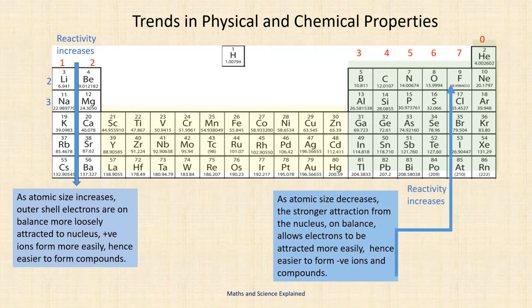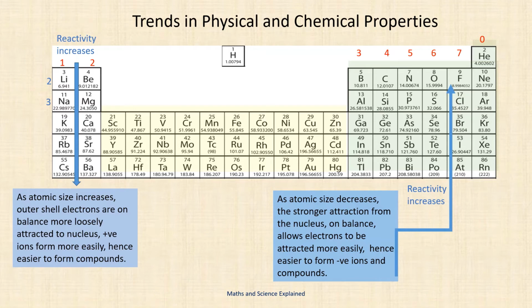If we move to group 7, the halogens, the opposite trend is evident, as the reactivity increases up the group, with fluorine being not only the most reactive element in the group, but probably in the entire periodic table. The reason for this trend is the opposite of that for groups 1 and 2. In group 7, the elements attract an electron to form a negative ion. As the atomic size reduces up the group, on balance there is a greater attraction from the nucleus, which allows electrons to be gained more easily.